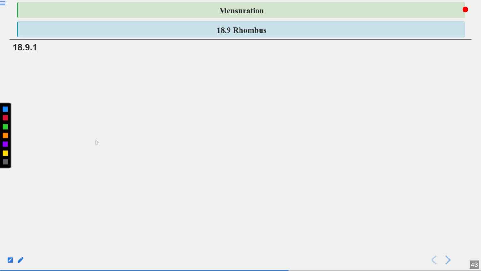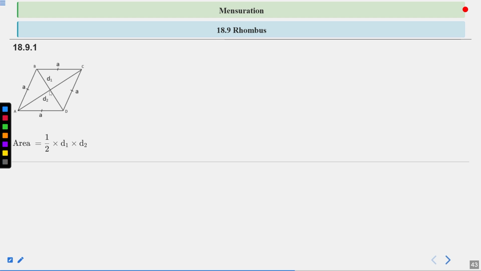Next one, rhombus 18.9.1. A rhombus is a quadrilateral whose all sides are equal and diagonals bisect perpendicularly to each other. We know that. So area will become 1 by 2 into d1 into d2.